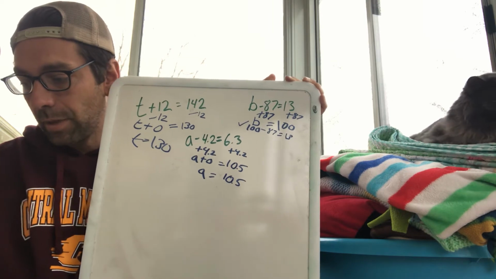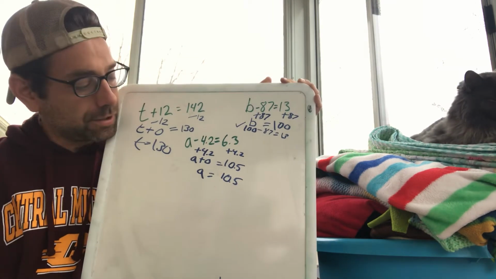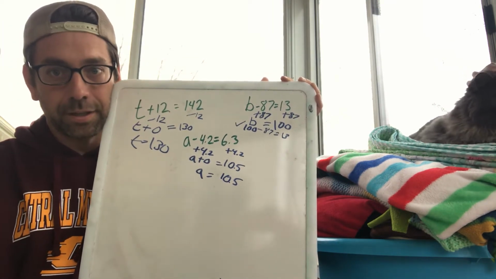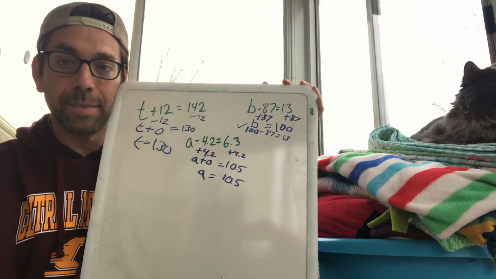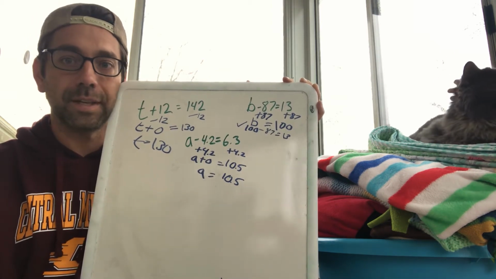All right, so that's just a quick explanation of algebra. You're finding a missing number, and that missing number is represented by a letter.